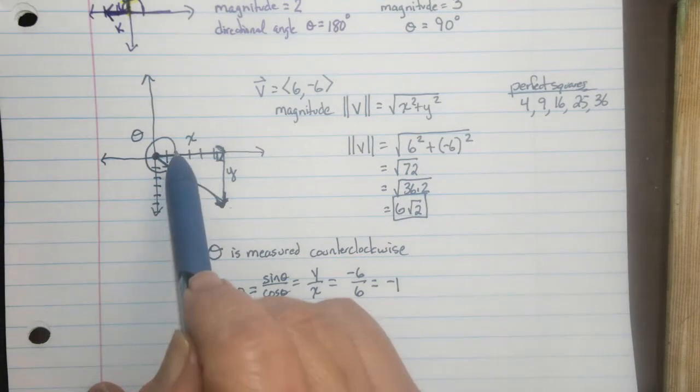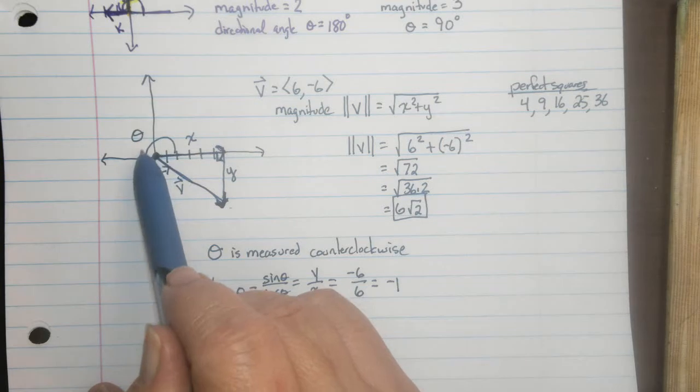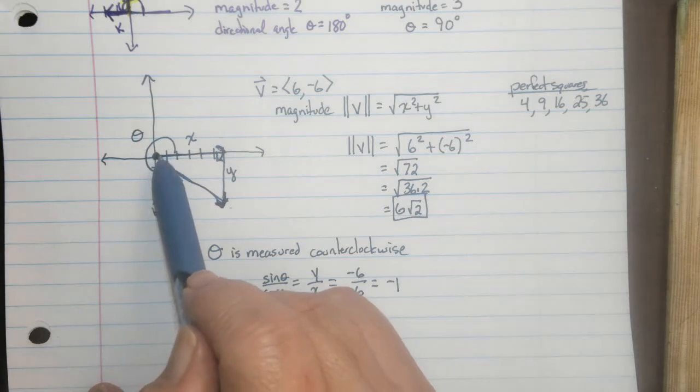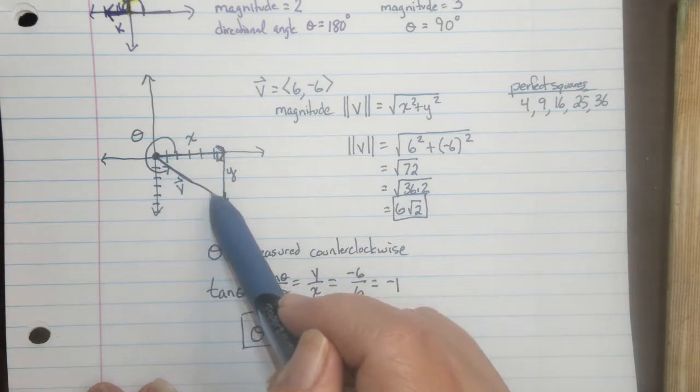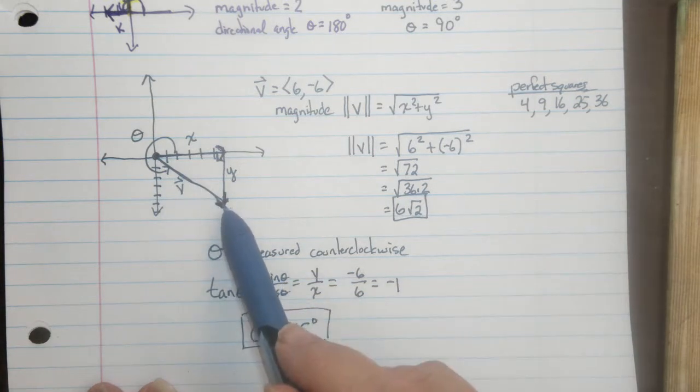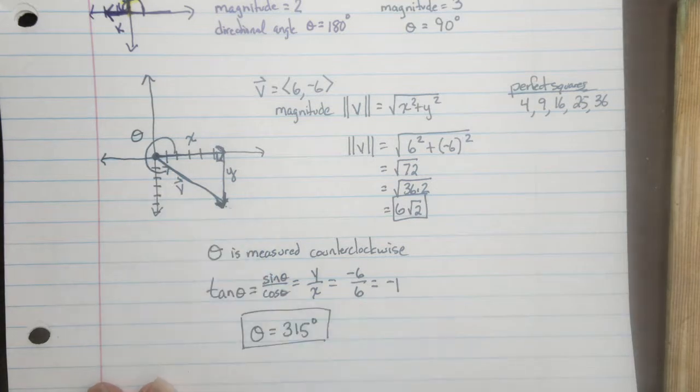So, if I were to start here, go around 315 degrees, that gives me my direction, and then travel out 6 times the square root of 2, and stop, that gives me vector V. It has direction and magnitude.